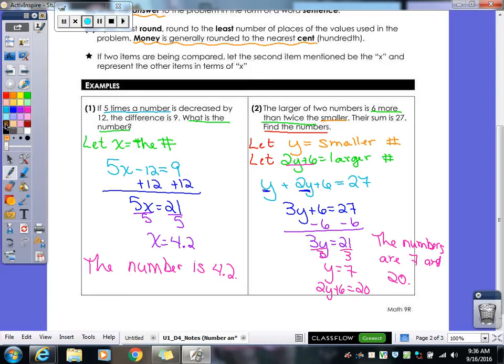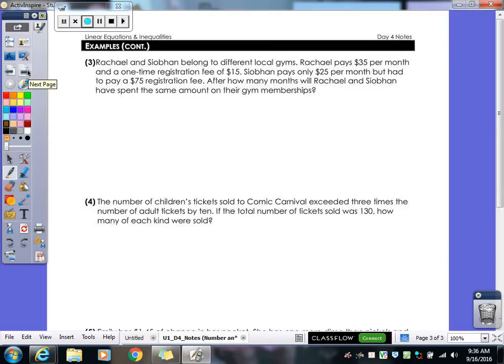All right, so I think we have 3 more word problems to do. So we have Rachel and Siobhan belong to different local gyms. Rachel pays $35 per month and a one-time registration fee of $15, while Siobhan pays $25 per month but had to pay a $75 registration fee. After how many months will Rachel and Siobhan have spent the same amount on their gym membership?